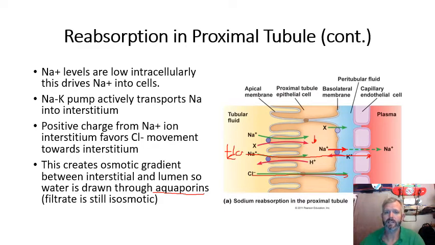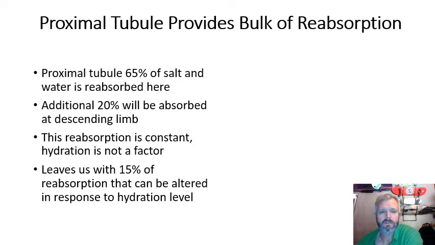Okay, and so this is how we're getting this reabsorption at the proximal tubule and also at the descending limb. At the proximal tubule and the descending limb, we're going to get 85% of the water and sodium that is moving through the proximal tubule and the descending limb of the loop of Henle. Right, 85% of this water and sodium will be reabsorbed back into the body. Okay, so about 65% at the tubule, and then that other 20% to make up that 85% gets reabsorbed at the descending limb.